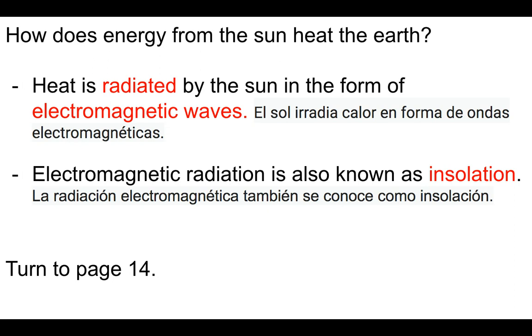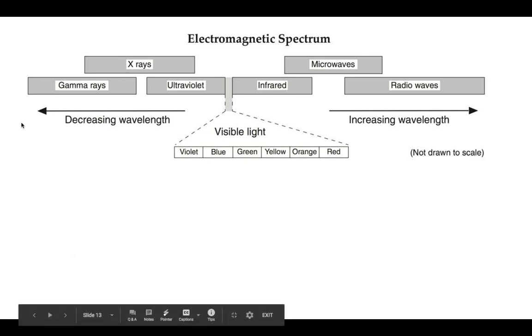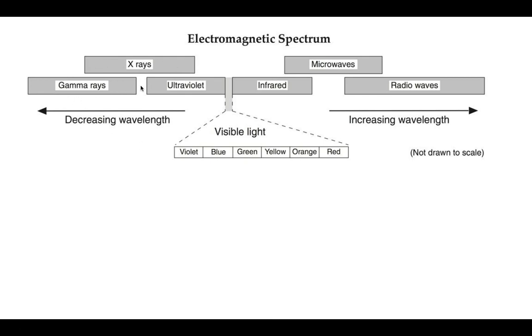We're going to go to page 14 of your reference table. There's this diagram. It's called the electromagnetic spectrum. So the sun emits energy in the form of waves that reaches the earth. Now, each of these wavelengths has a different name. So you got your gamma rays, your X rays, ultraviolet rays, infrared rays, microwaves, and radio waves.